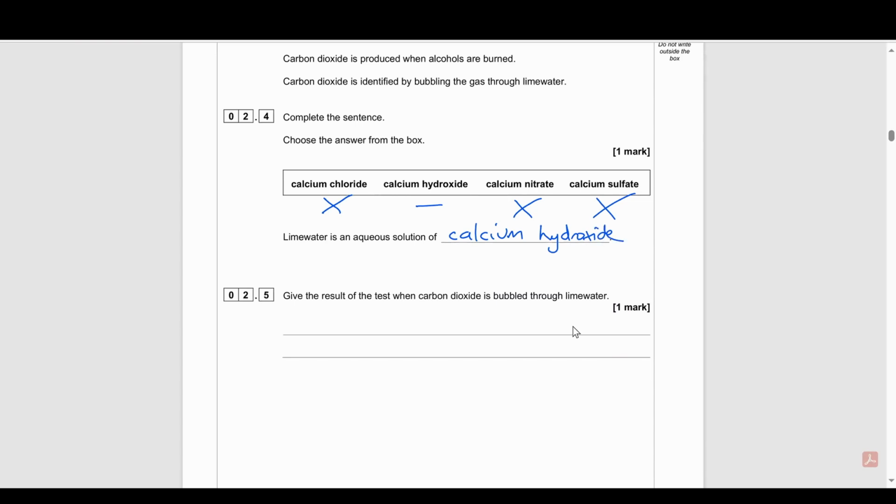2.5. Give the result of the test when carbon dioxide is bubbled through lime water. So another testing for gases question. Carbon dioxide now, yes, we add lime water. What are we expecting now? Lime water is a colorless solution until carbon dioxide is added to it, and then it will turn cloudy or milky.